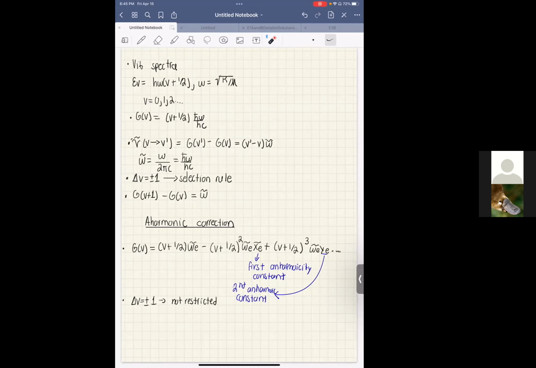And now vibrational spectra. Molecules vibrate at a certain frequency with a specific v. If you were to put this in terms of energy, you can use this equation here. And if you're finding, let's say, the difference between each energy level, you can use this equation here. And finally, you can use the selection rule, where it's the same thing as J: it can only increase or decrease by 1 energy level.